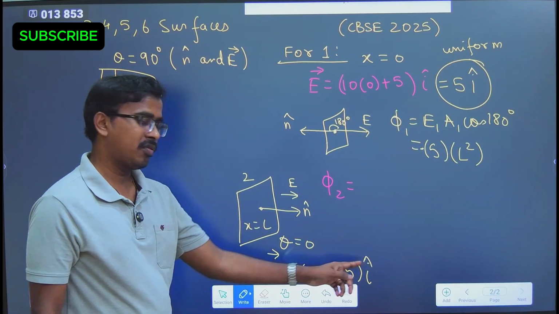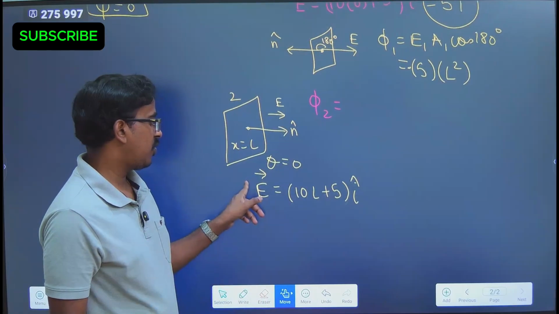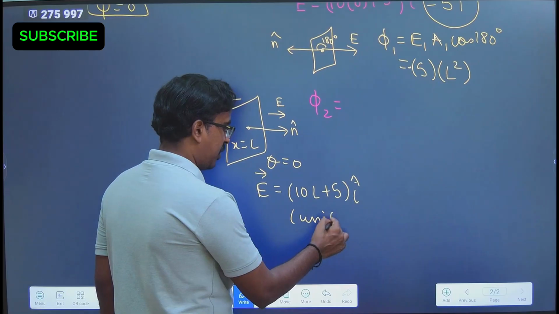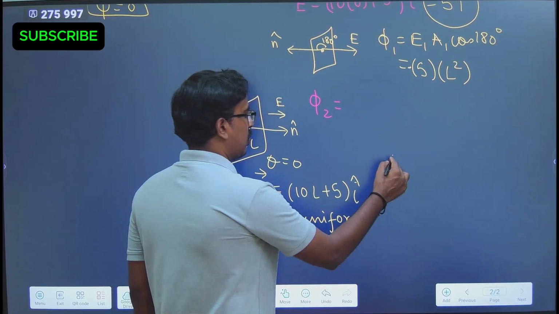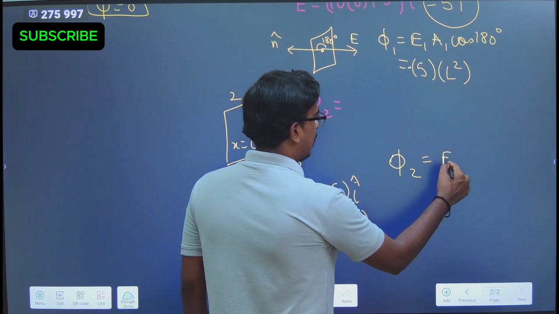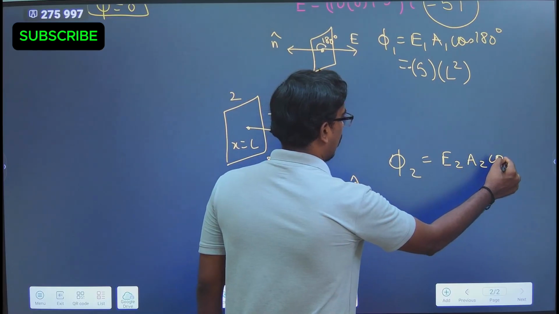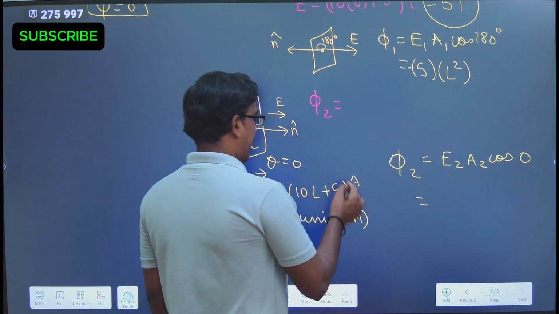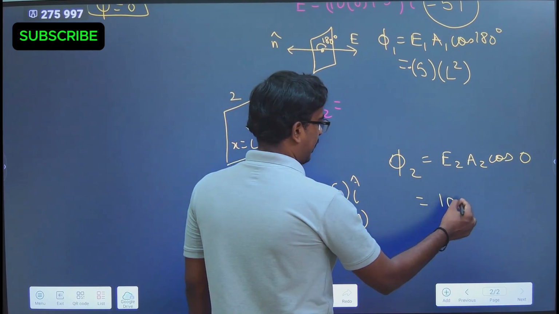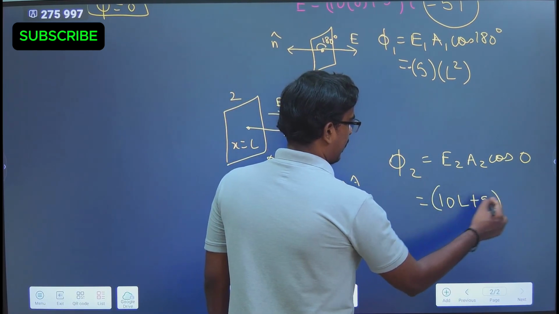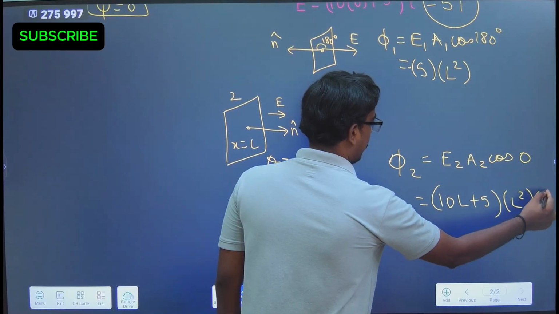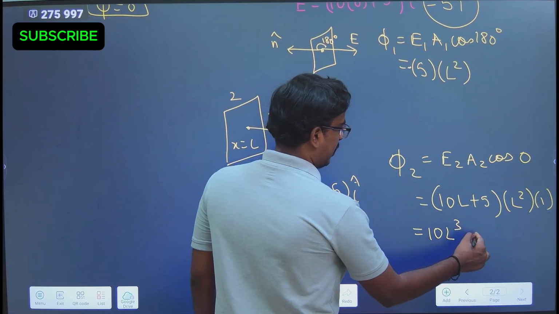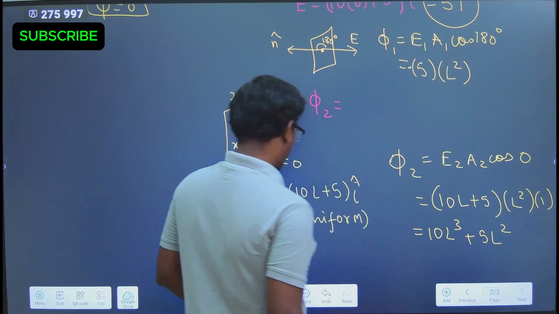Now, it is a constant field, a uniform field. Whenever it is uniform, after substituting the x value, it becomes uniform. So, what can I do? Phi 2 is nothing but E2 A2 cos, what is the angle? 0. So, what is the value you will get? What is the E2 magnitude? The electric field is going to be 10L plus 5. What is the area? It's going to be L square and cos 0 is 1. So, finally, what answer are we getting? 10L power 3 plus 5L square. So, we got this, right?